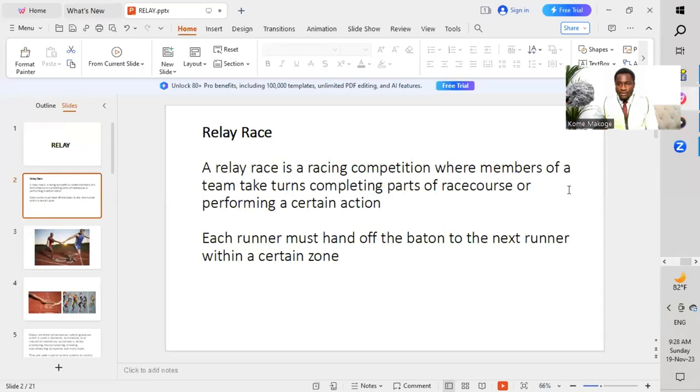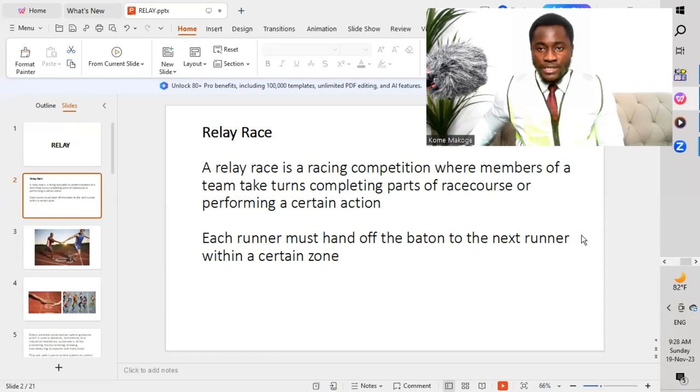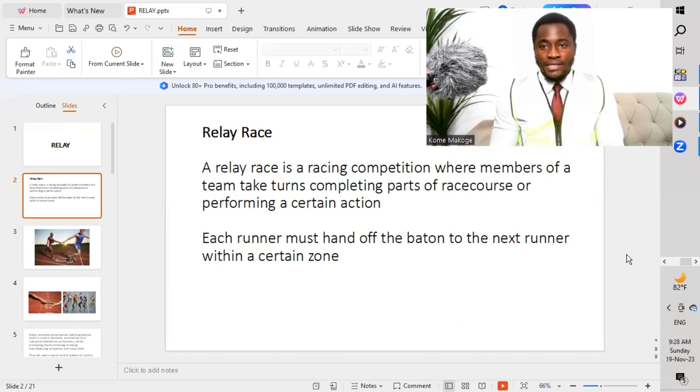So we start and we move over to the relay race. While we understand the concept of a relay race, we will then have to understand what an electrical relay is. So a relay race is a racing competition where members of a team take turns completing parts of a race course or performing a certain action.